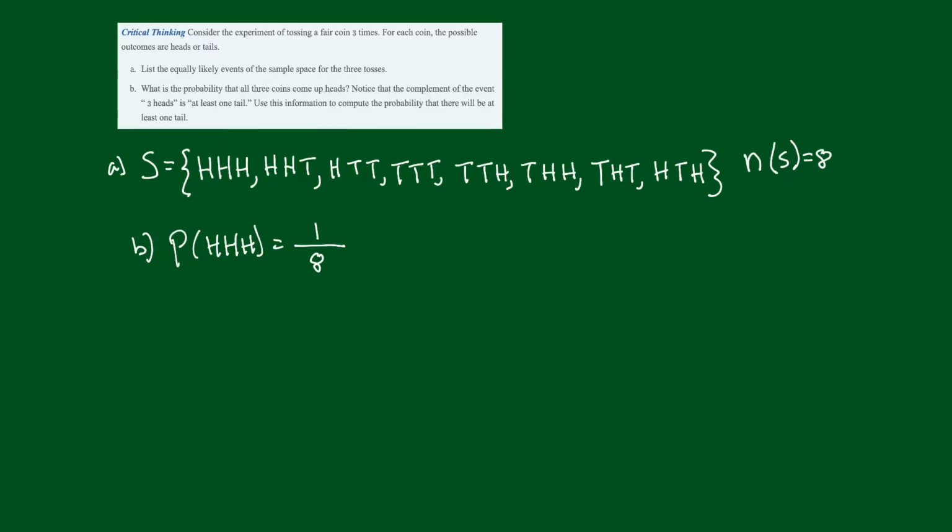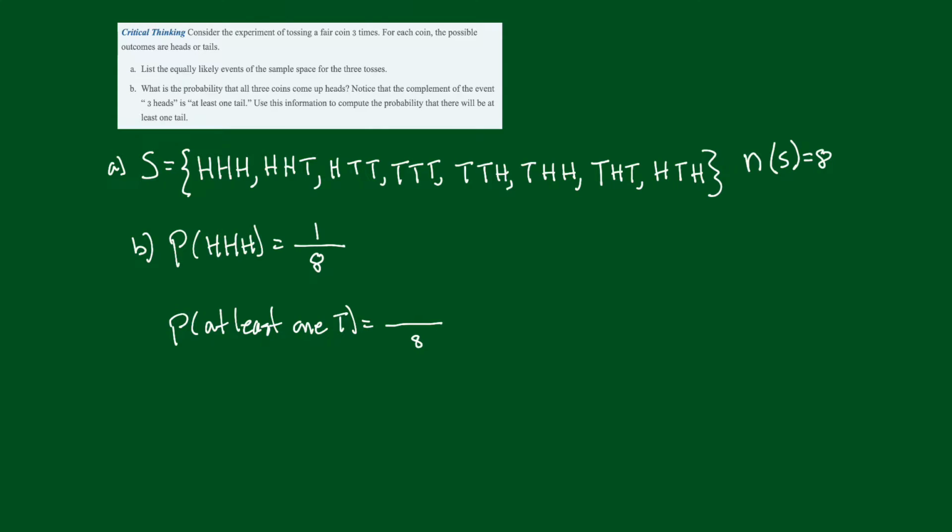Now we also want this one here, right? It says, down here, compute the probability that there will be at least 1 tail. Now there's 2 ways to do this, right? Here's what we could do. The probability of at least 1 tail is, all right, there's 8 possible things that could happen.